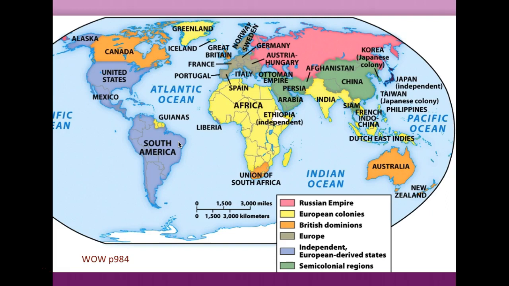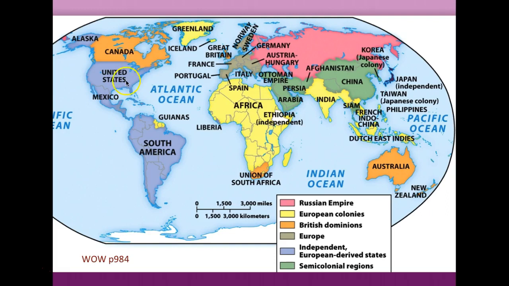Now let's take a quick glance at the empires and the influences that Europeans have had across the world. The Russian Empire is on top up here, and they have a lot of influence. European colonies are smothering Africa, plus India and Southeast Asia, which we already knew. The British dominions, I like the way they call it, include not just Great Britain up here and the Union of South Africa down here, but also Australia and New Zealand and Canada. And the British Empire is really, really powerful at this time.